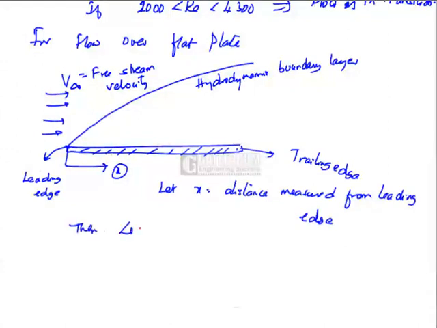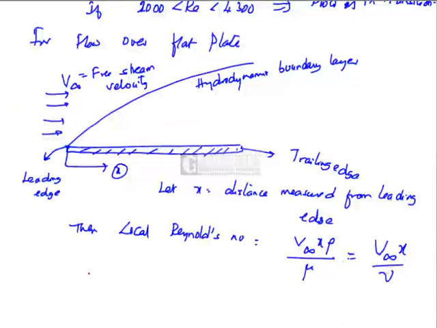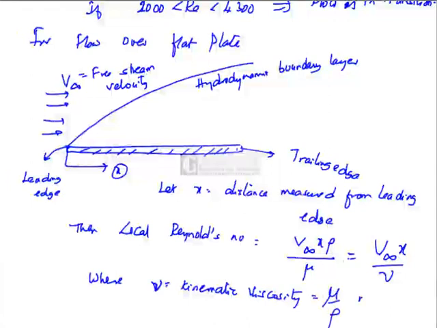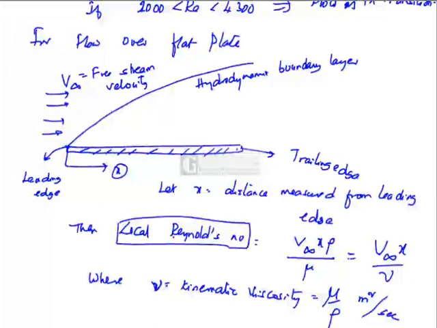Then local Reynolds number is defined as V infinity into X into rho by mu, which can also be written as V infinity into X by nu, where nu is kinematic viscosity, defined as dynamic viscosity divided by density, having the units of meter square per second. This is called local Reynolds number, V infinity into X into rho by mu.